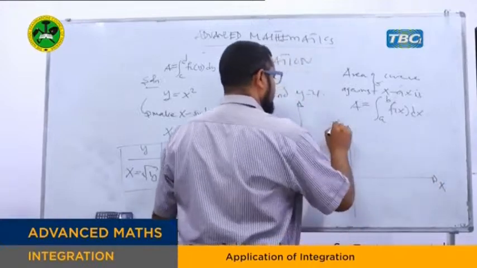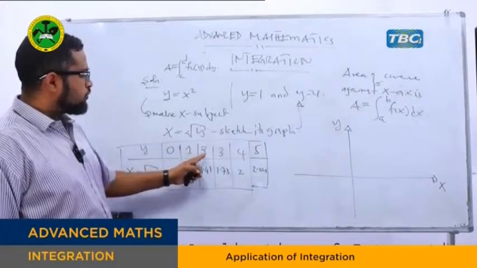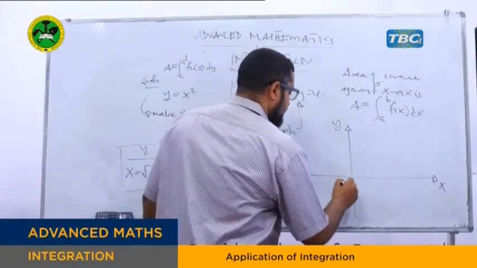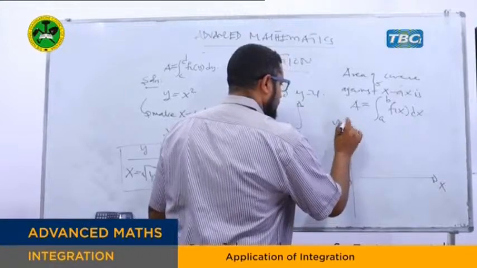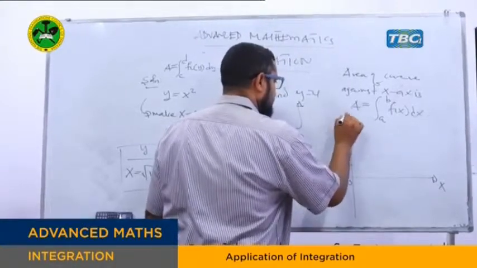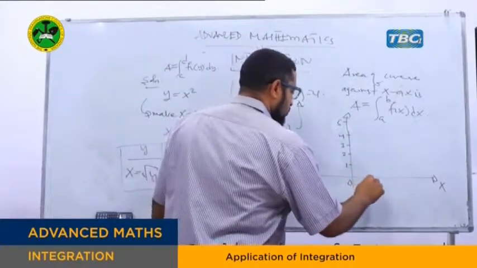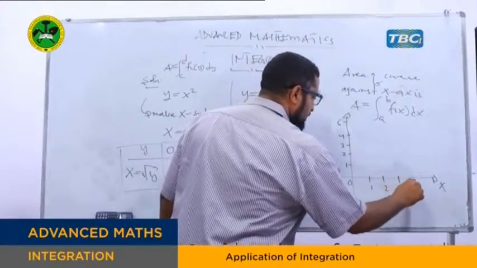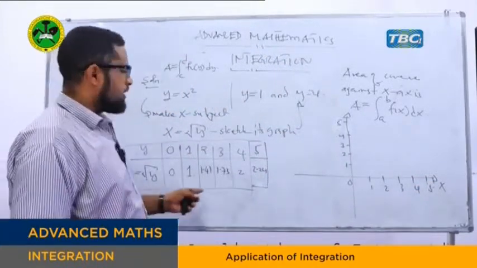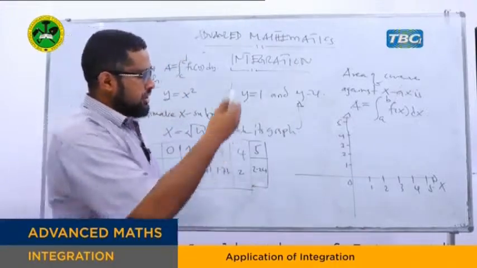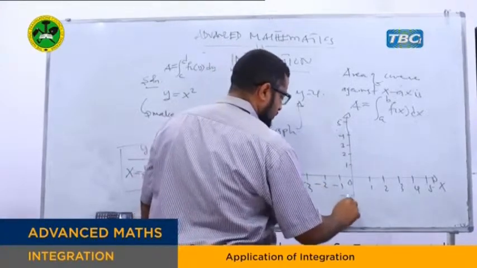That is x and that is y. Our y is 0, 1, 2, 3, 4, 5. But our x here, we have 0, 1, 2, 3, 4, 5. We don't have negative numbers in the case of x, but when you are drawing an xy plane, remember to add the negative numbers and also this side.